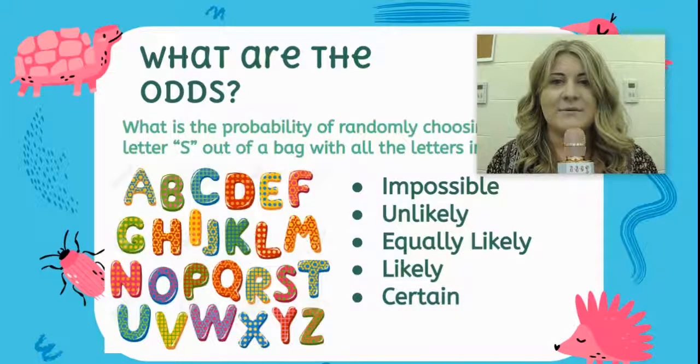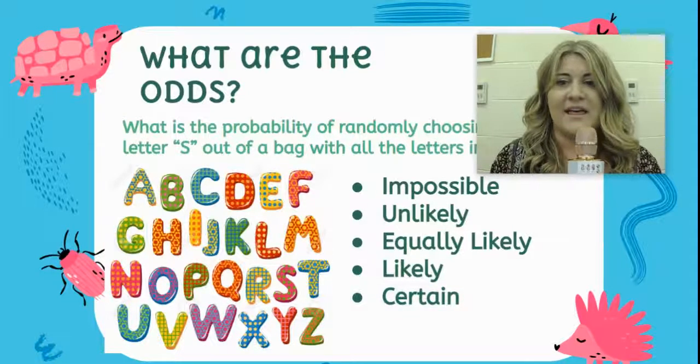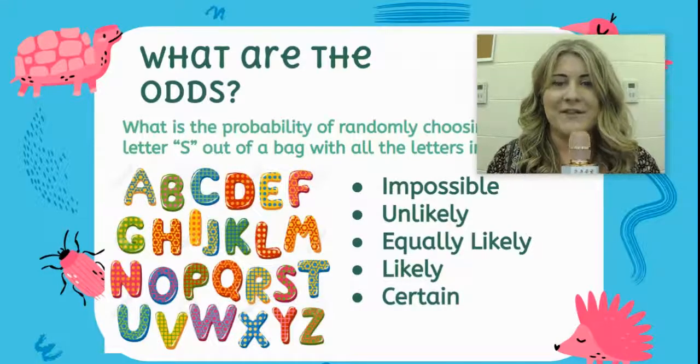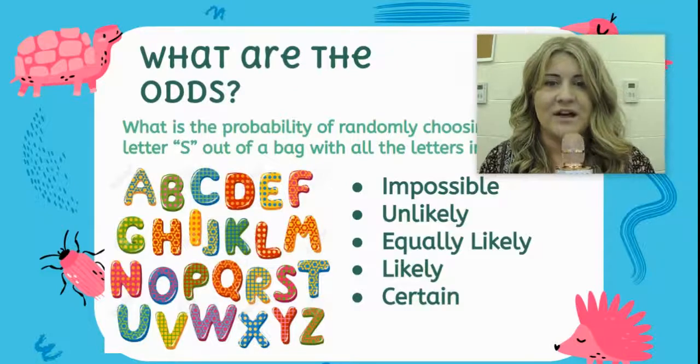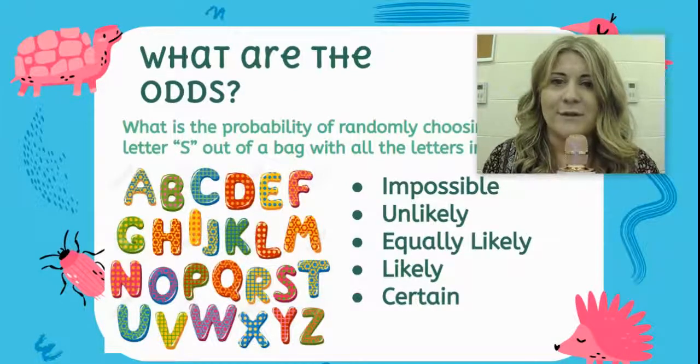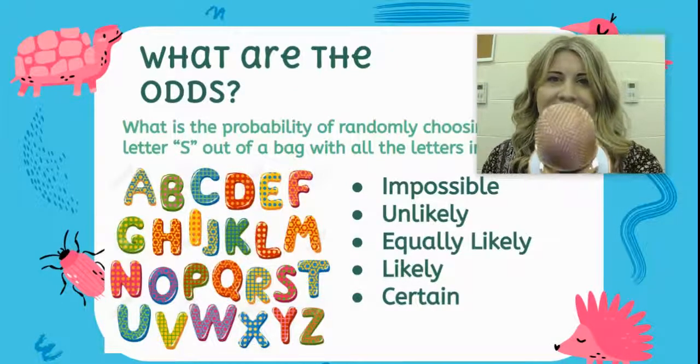Next, we have what is the probability of randomly choosing the letter S out of a bag with all the letters in the alphabet in it? So if I have all of these letters in the alphabet in a bag, what are the chances I'm going to pull out the letter S? Letter S is right there. It's the pink one with the green dots. What's the chances of me pulling that one letter out?